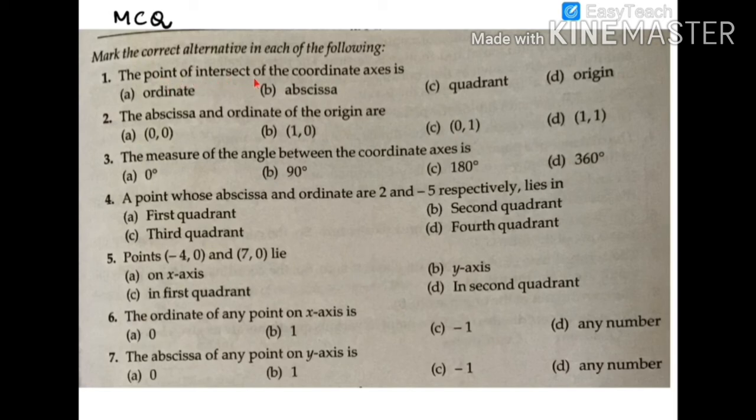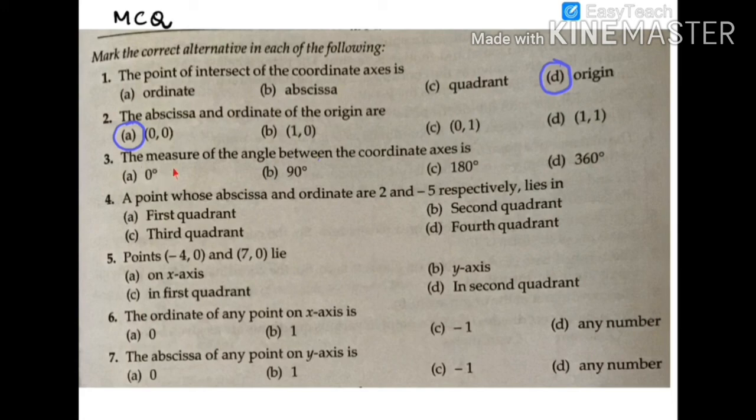The point of intersection of the coordinate axes. Axes is the plural of axis, and the coordinate axes are the x and y axis. So the point of intersection of x and y axis will be the origin. The abscissa and ordinate of the origin are 0, 0. We know that the x and y axis are number lines that intersect at the 0 of the number line. So at that point of intersection, the x and y coordinates both will be 0.